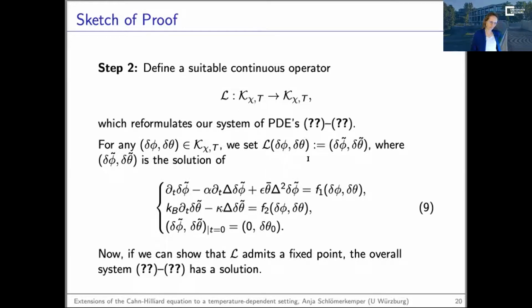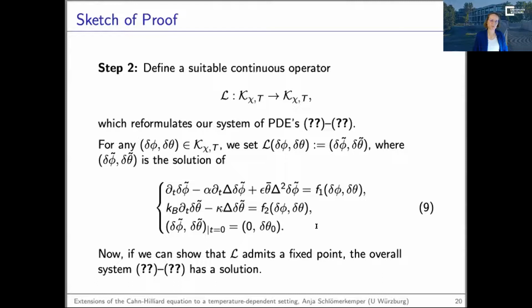Oops, sorry, there are these question marks. This is just the equation of the PDE. Now we have to define this operator. Again, these are technical details I don't want to discuss here at length, just to give you an idea. So we define this linear operator by putting these functions delta phi and delta theta on the right-hand side here. And then we ask whether this operator has the property that delta phi tilde, delta theta tilde is the solution of this system here. And if we have this, then we can find the fixed point.